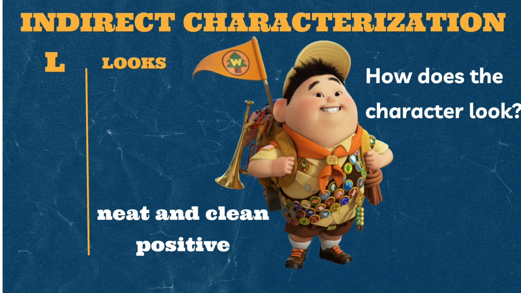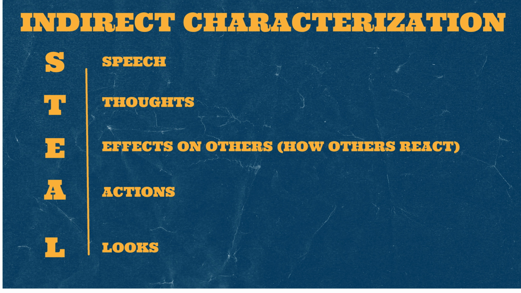Alright, his scout uniform is neat and his expressions show excitement and hope. This tells us that he is proud of his role and has a positive attitude. So, class, from all these clues, speech, thoughts, effects on others, actions, and looks, we learned a lot about Russell without anyone telling us directly. Again, this is what we call indirect characterization.